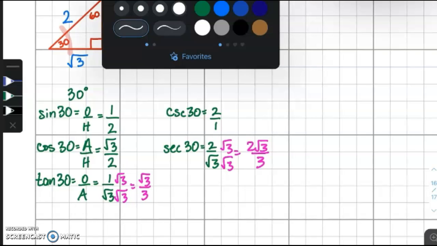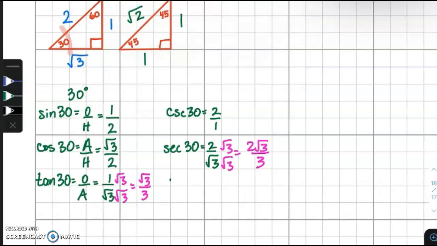Then find your cotangent. Cotangent is tangent flipped. I'm going to flip the green so that the radical goes on top, and then I don't have to move it. If I were to flip the pink, I would get 3 over radical 3, and then I'd have to get rid of the radical again. So I'm just going back to the first answer we got before we got rid of our radical. So those are the 6 trig functions for 30.